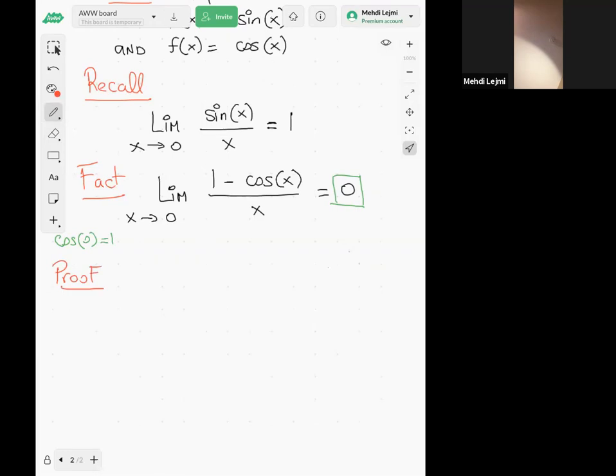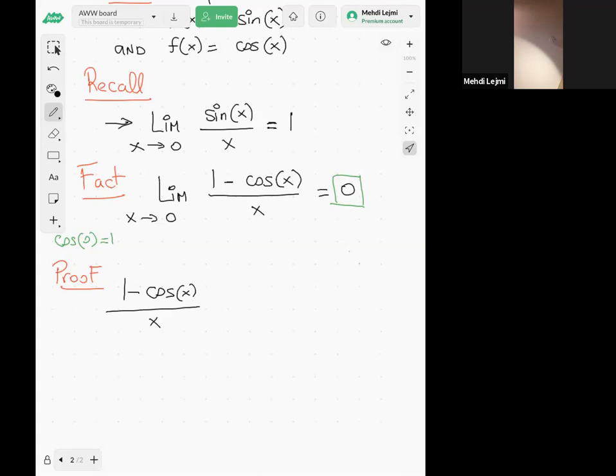So the thing is, if you have 1 minus cosine of x over x, what we can do is, I know the limit of sine of x over x is equal to 1. So when you have sine of x over x, I know that the limit is 1. Here I have cosine, so the goal is to have a sine. And so what we can do is use trig identities.